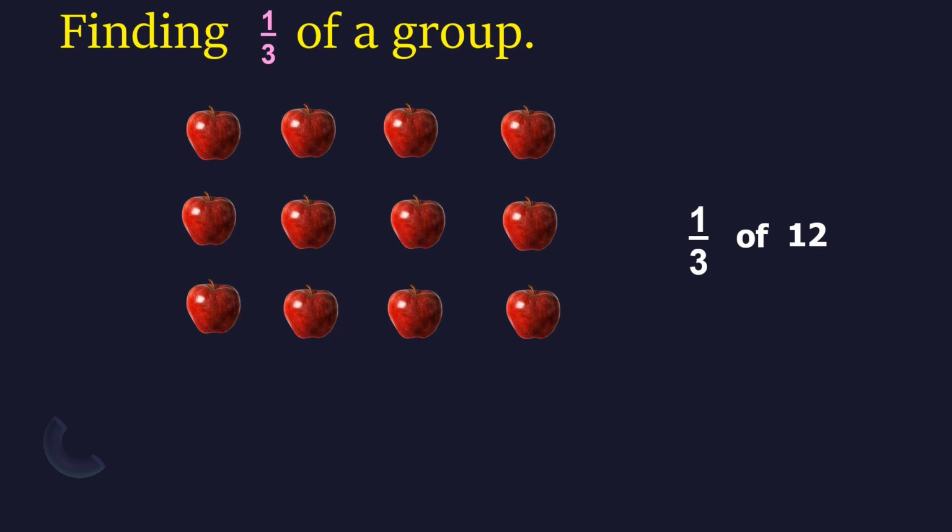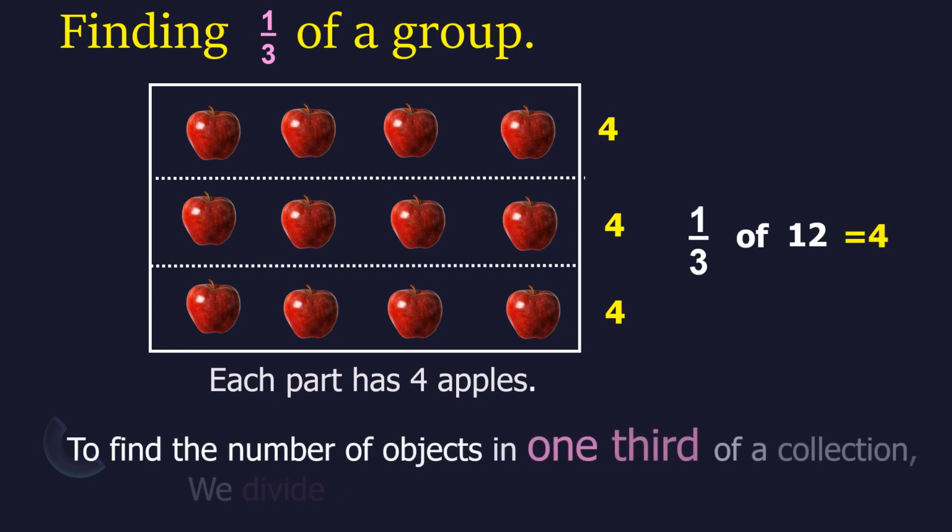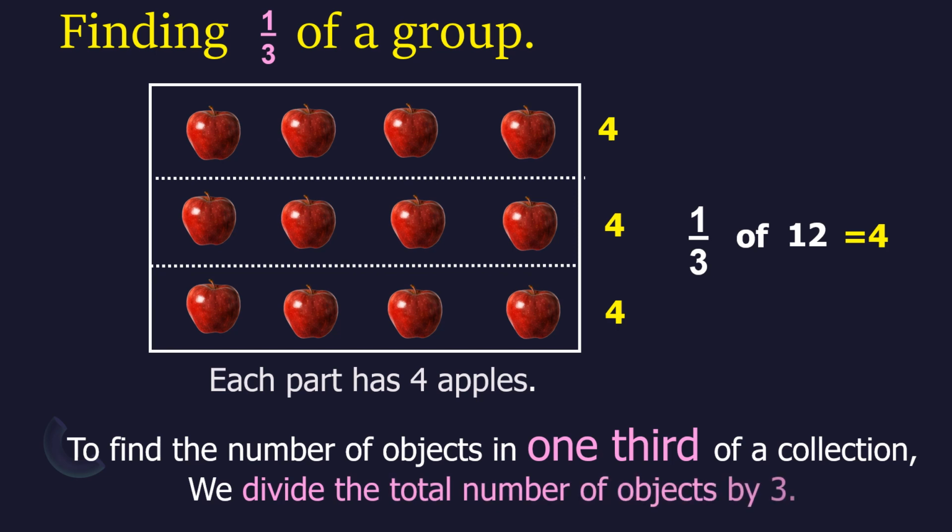Let us find 1 by 3 of the group. So here we should divide these apples into how many equal parts? 3 equal parts. So each part will have how many apples? 4 apples. So what is our answer? 1 by 3 of 12 is 4. So to find the number of objects in 1/3 of a collection, we divide the total apples by 3. So 12 divided by 3 is equal to 4. 1 by 3 of 12 is nothing but 12 divided by 3. That is equal to 4.